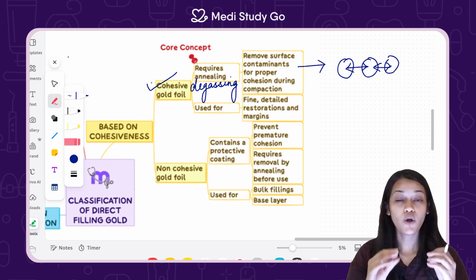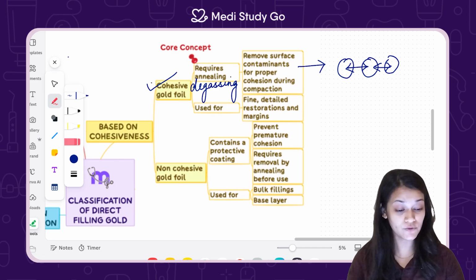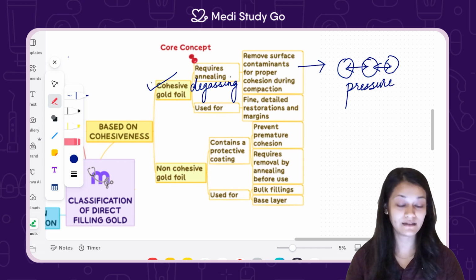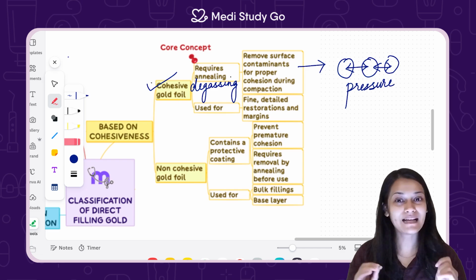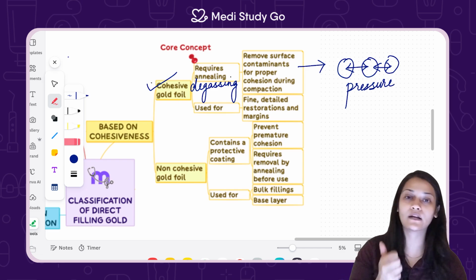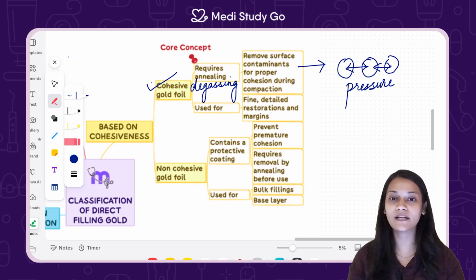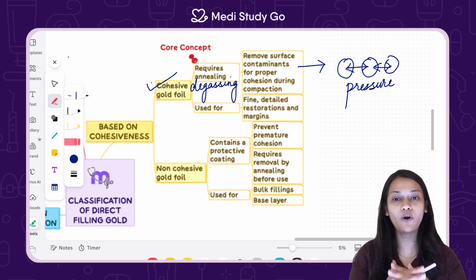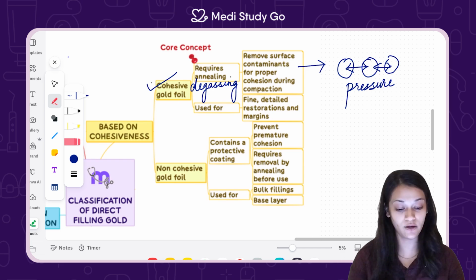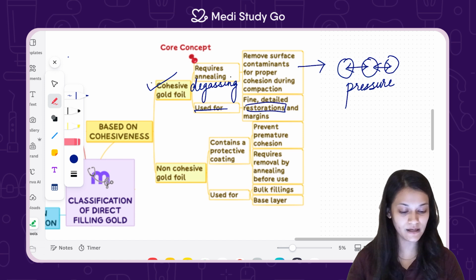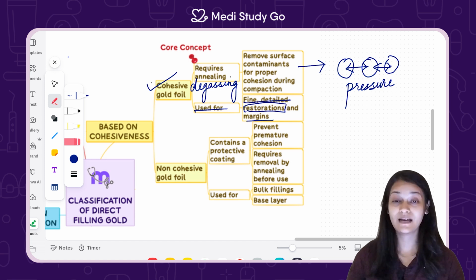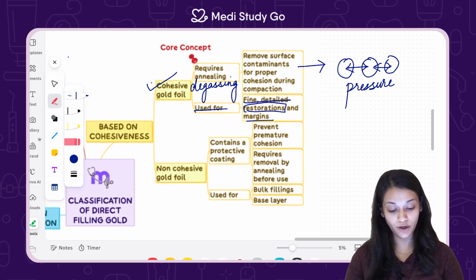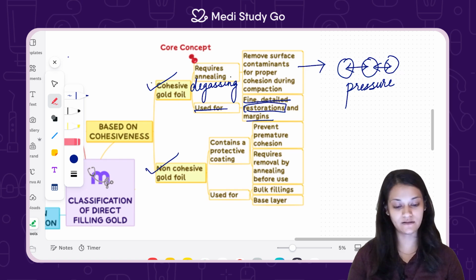What is cold welding? Cold welding is nothing but using pressure to unite the molecules within themselves. So that's the simple thing. It does not require heat. There will be no temperature being incorporated here to melt. It's just basic pure pressure that's going to join all of them together. So this is used for fine detailed restoration and margins. But if you have to fill the bulk, what would you do? You would use non-cohesive gold foil.